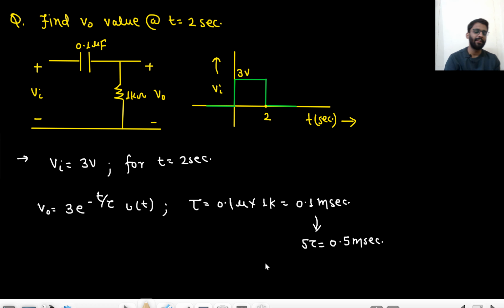So what do you think? What is the value of capacitor voltage at t equals 2 seconds? Not the capacitor voltage, what will be the value of output voltage at t equals 2 seconds? And what will be the capacitor voltage at t equals 2 seconds? Tell me.